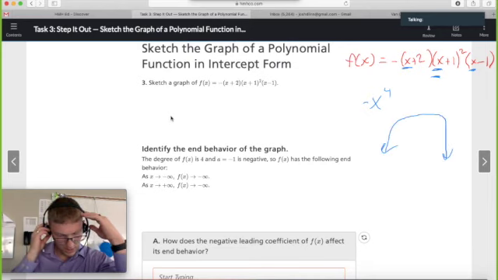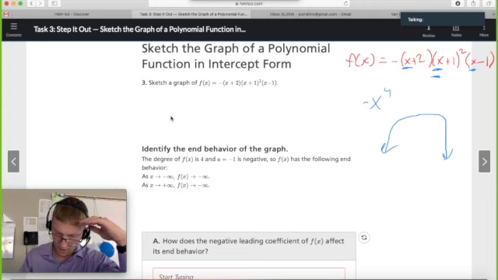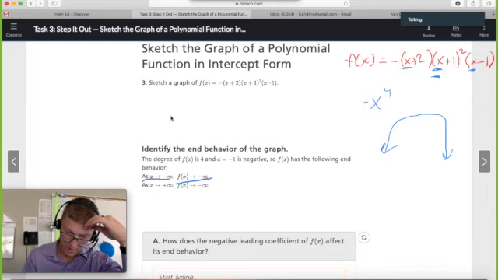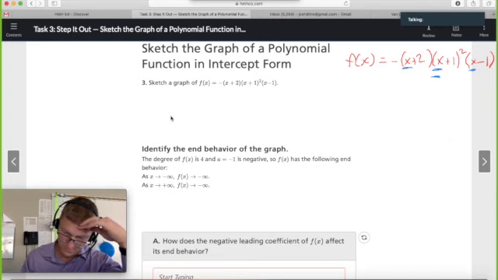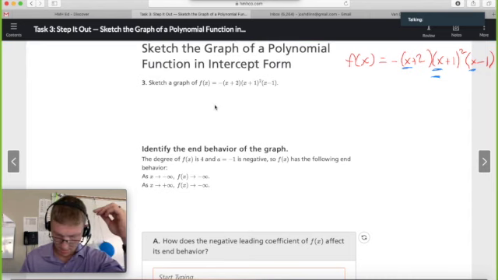So from that, we can look at it and figure out as x approaches negative infinity, f of x goes to negative infinity. As x approaches positive infinity, f of x goes to negative infinity. So that's all that part, all that part. Right? Too easy. No problem. Okay, got that part. Moving right along.